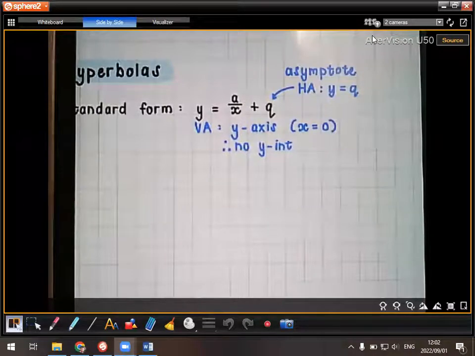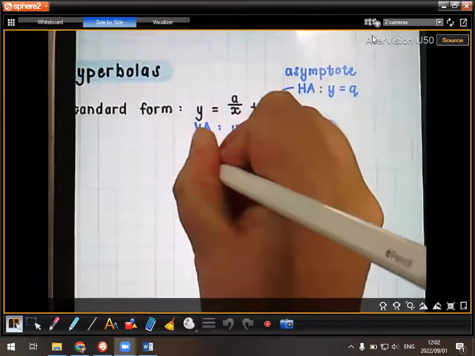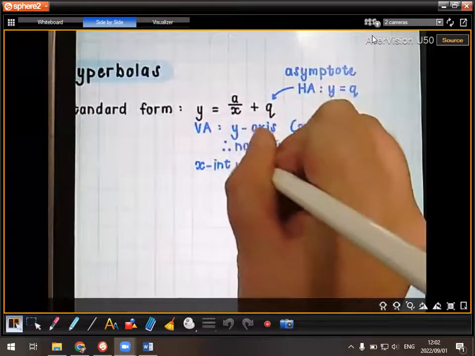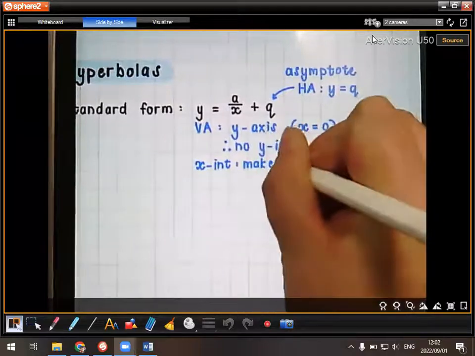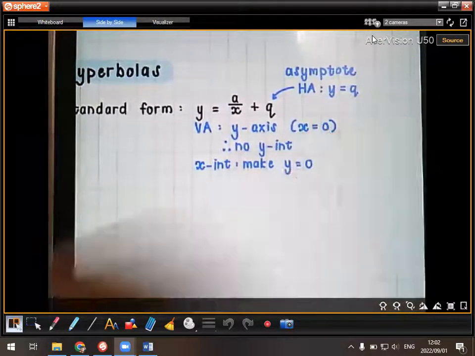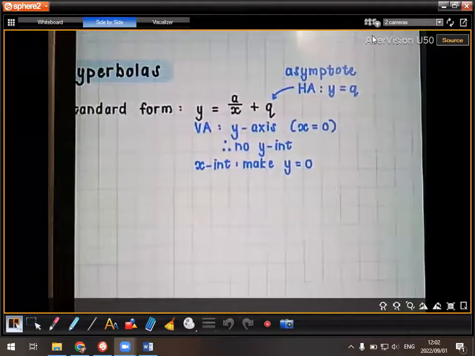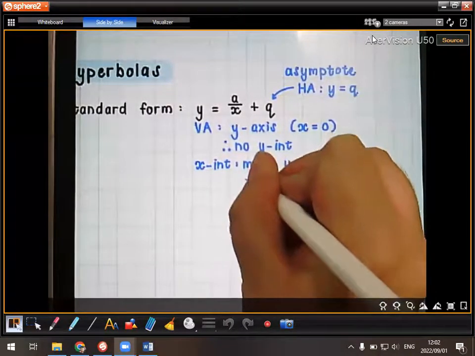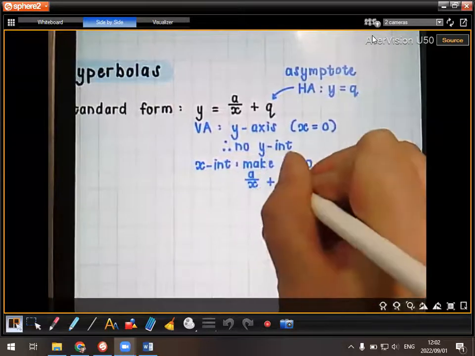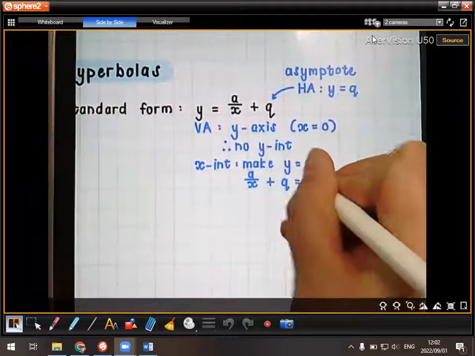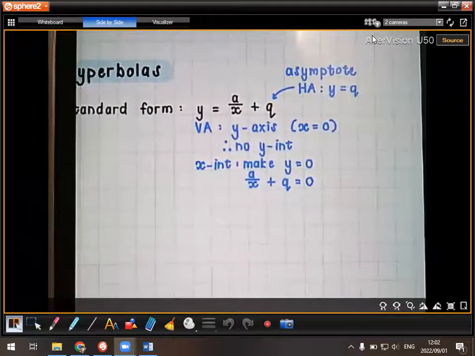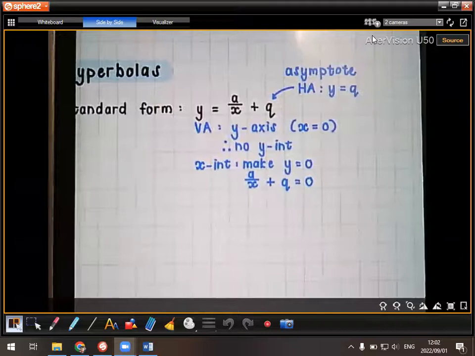We could still have an x-intercept though. What are we going to do to find the x-intercept? Make y equal to 0. Which is going to give you an equation that looks like this. Remember, a and q are going to be numbers, all right? So we'll just have to be able to solve for x from there. We will do an example just now.